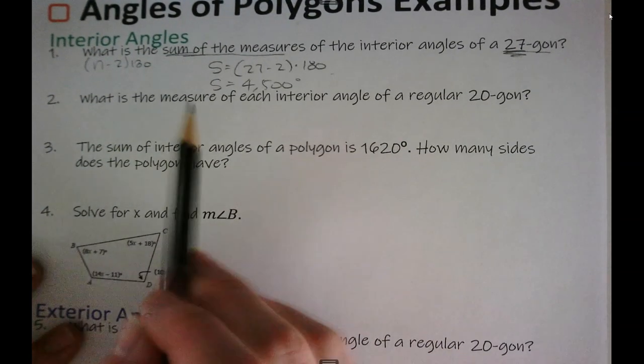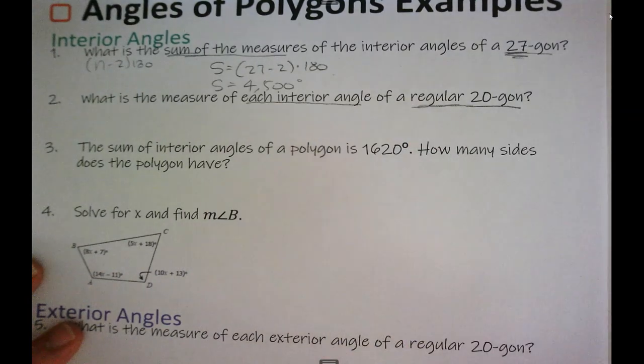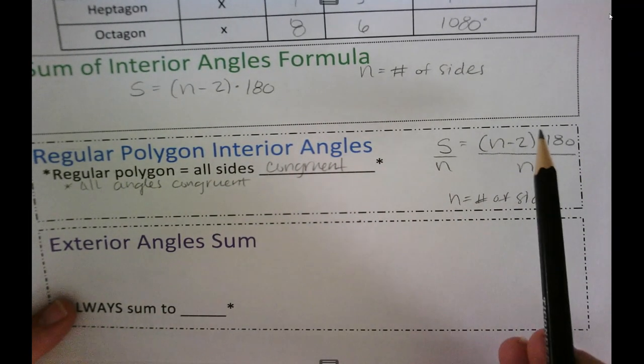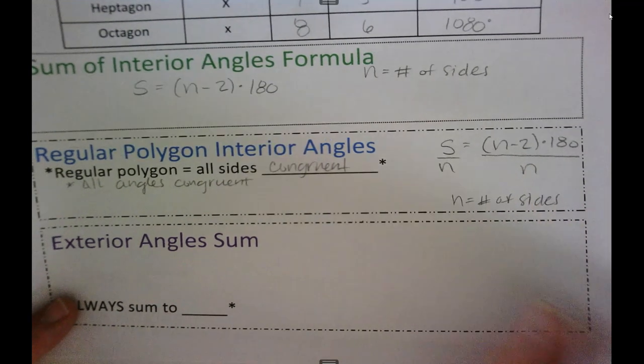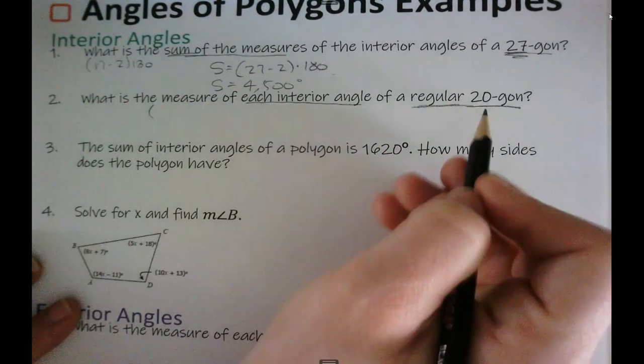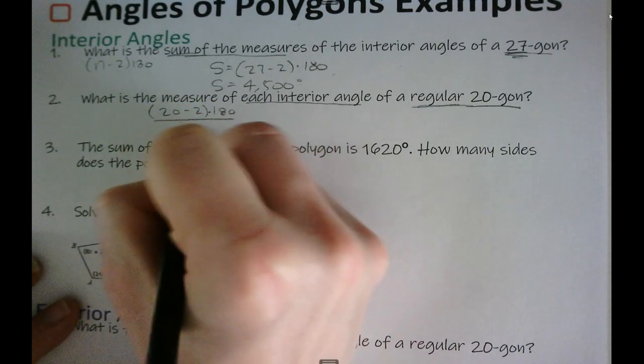Okay. What is the measure of each interior angle of a regular 20-gon? That's where we come down here. We're going to take that same formula we just used, but now we're going to divide it by the number of sides. So we've got a 20-sided figure: 20 minus 2 times 180, divided by 20.